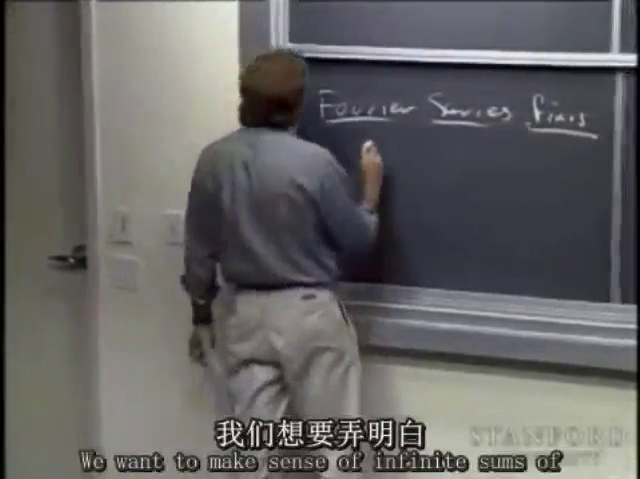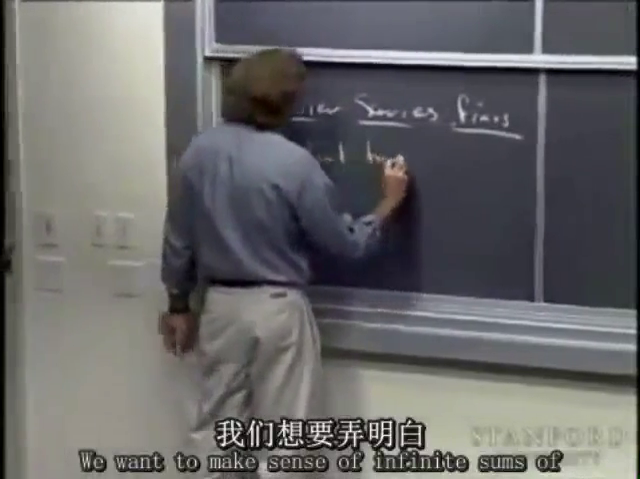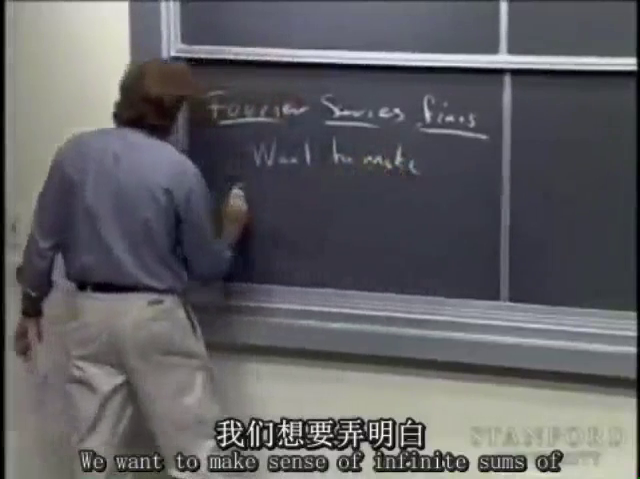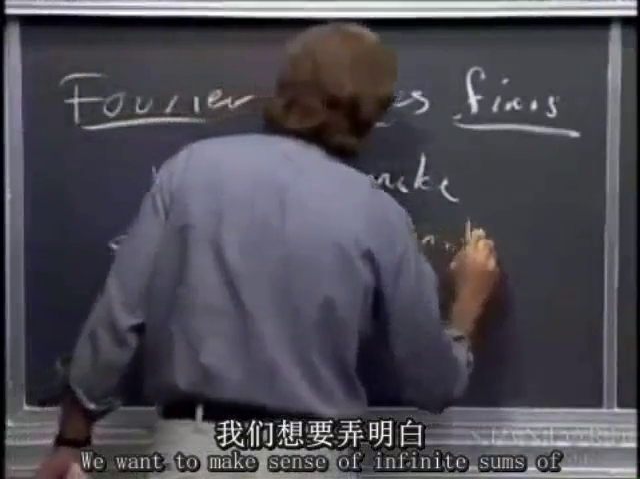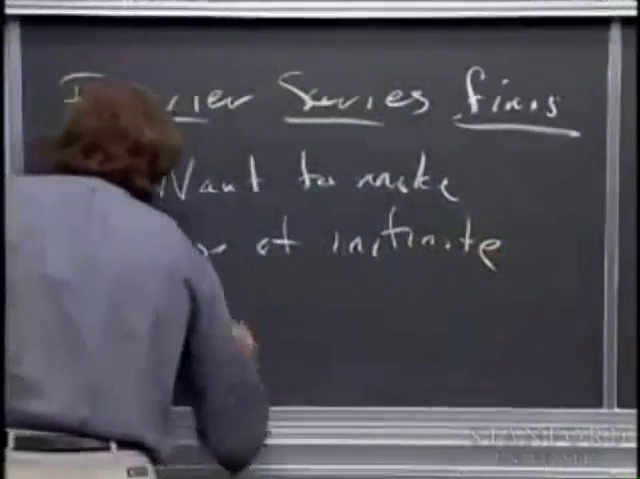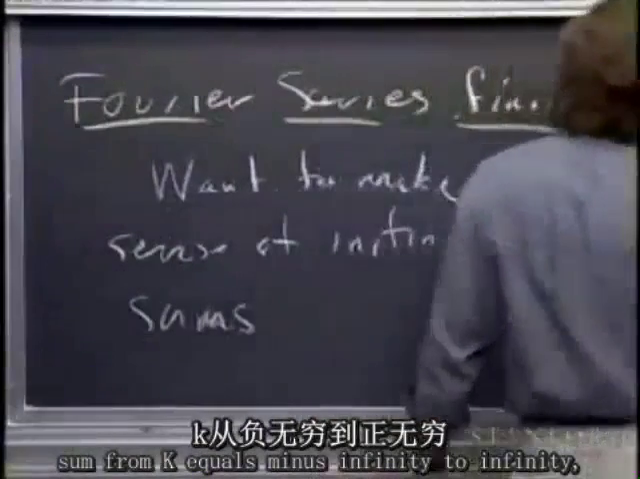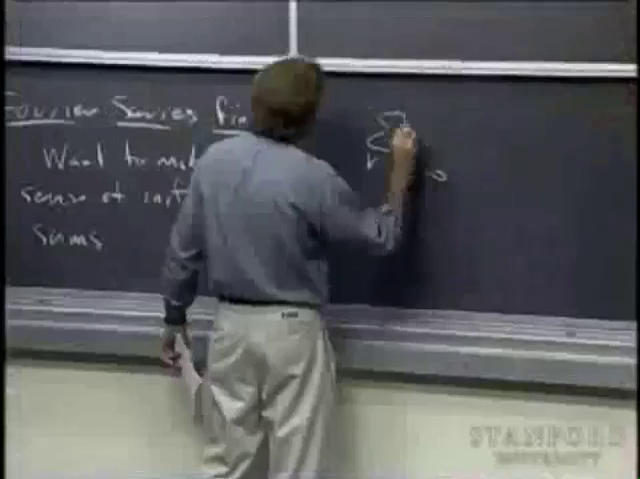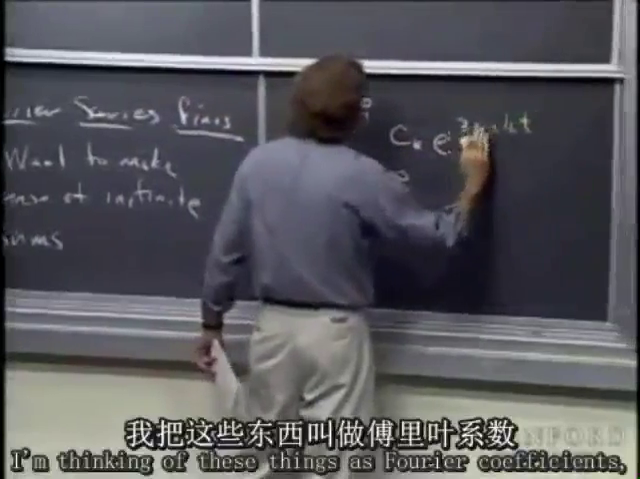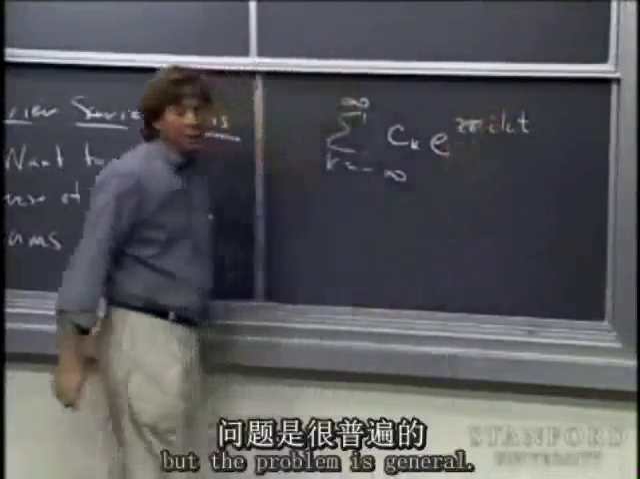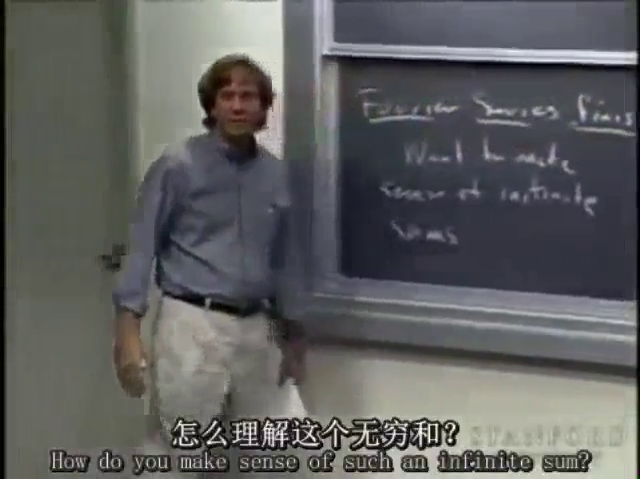All right? We want to make sense of infinite sums of complex exponentials, the sum from k equals minus infinity to infinity of c_k e^(2 pi i k t). I'm thinking of these things as the Fourier coefficients, but the problem is general. How do you make sense of such an infinite sum?